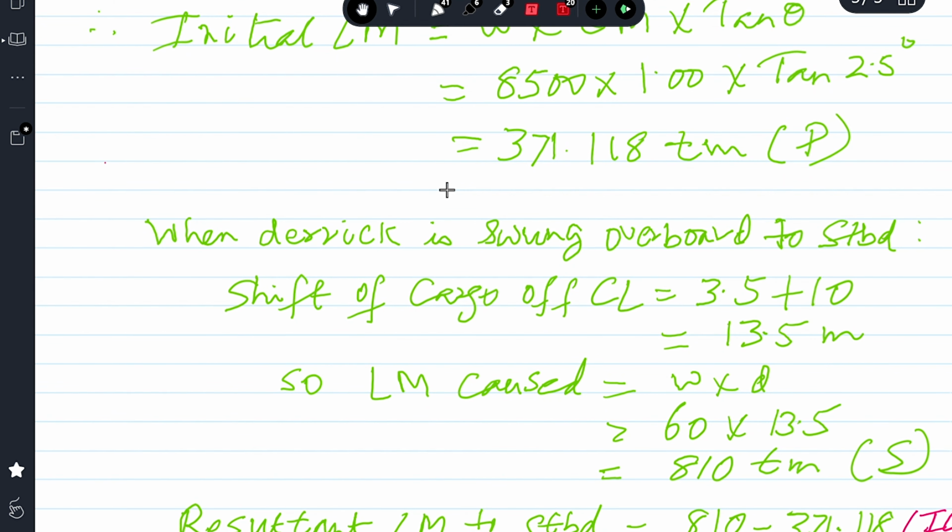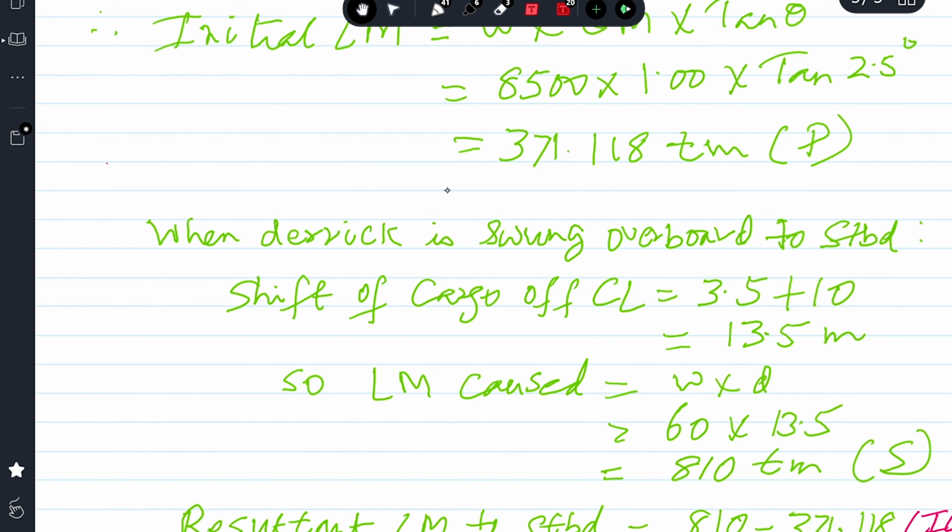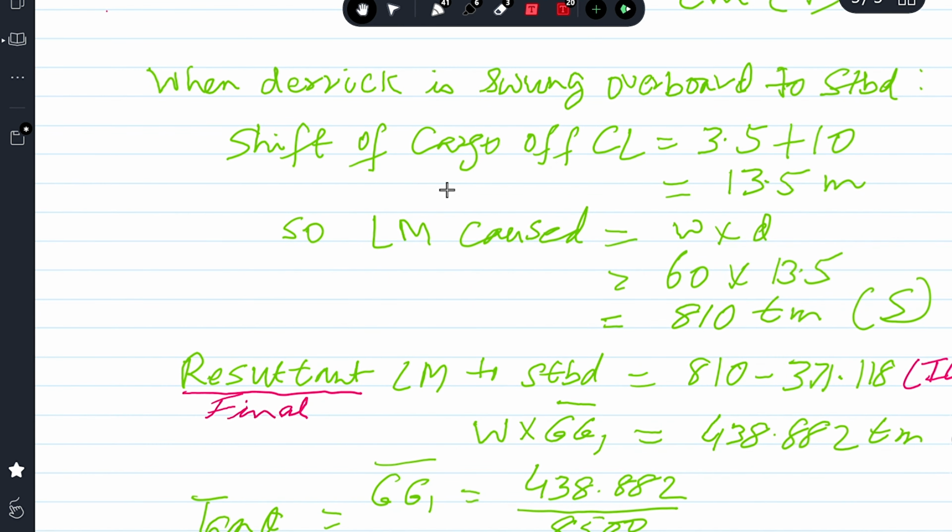Now the derrick has been swung overboard to starboard. Shift of the cargo from center line 3.5 plus 10, as I explained. It was 3.5 on the port side, now it's 10 on the starboard side. Total 13.5 meter cargo has shifted. What is the listing moment caused? Weight of the cargo multiplied by distance by which it has shifted. 60 ton cargo, distance by which shifted 13.5, 810 ton meter is the listing moment to the starboard caused by the cargo.